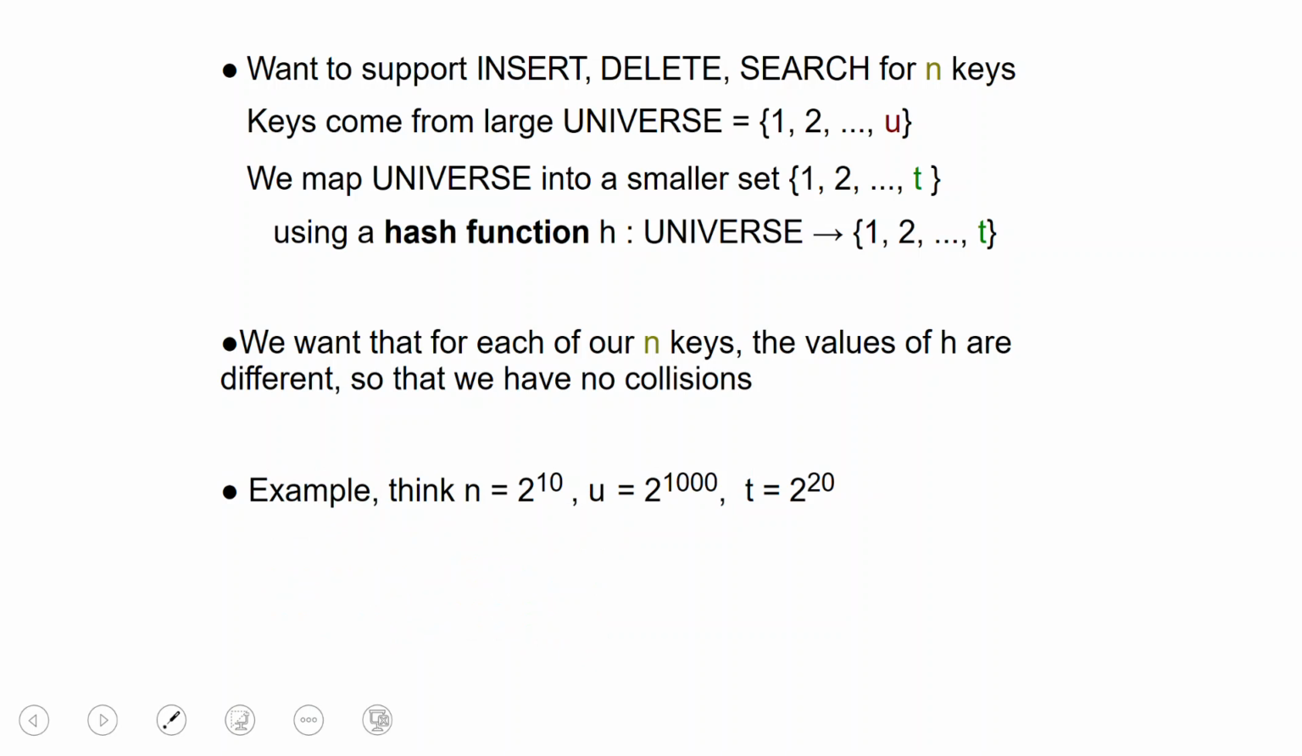For a concrete example of parameters, you can think of having a number of keys which is 2 to the power 10, a very large universe of size 2 to the power 1000, and you can set a table of size 2 to the 20. We're going to see in a little bit that a table of this size will be able to guarantee that there are no collisions with high probability.